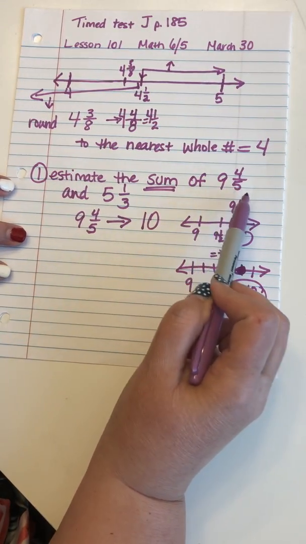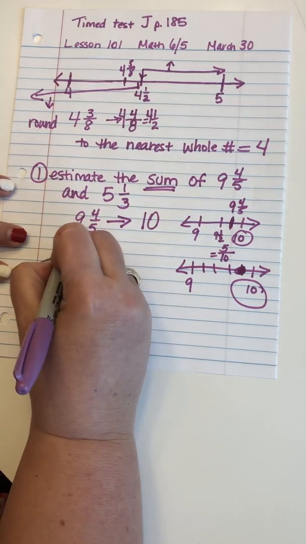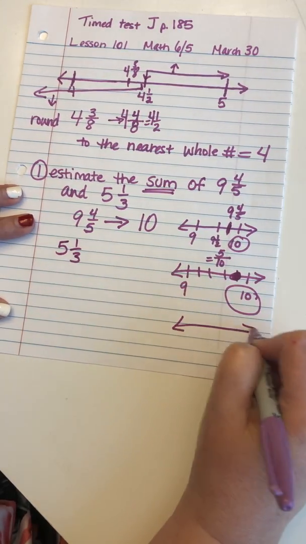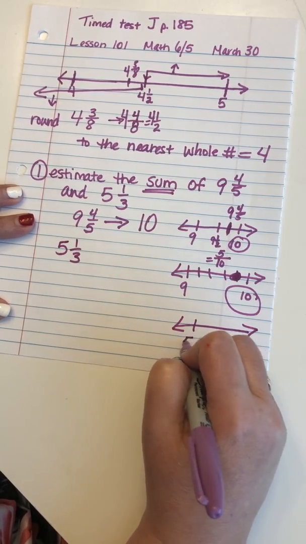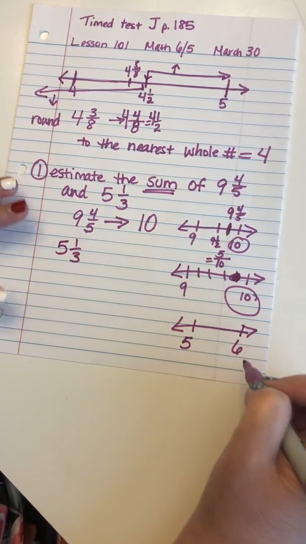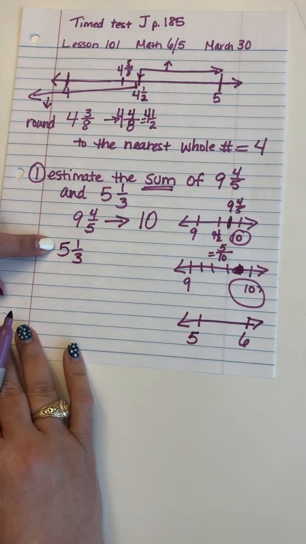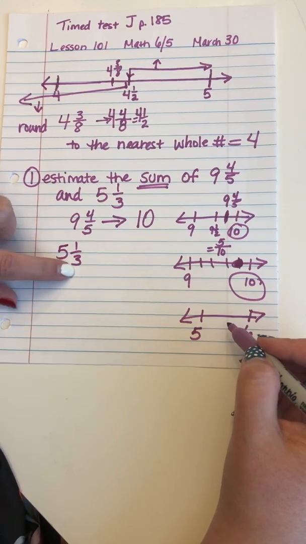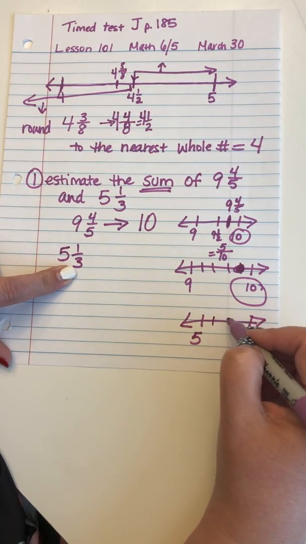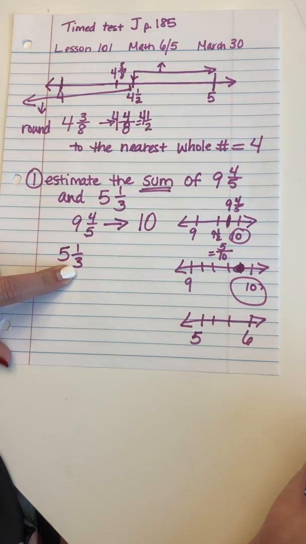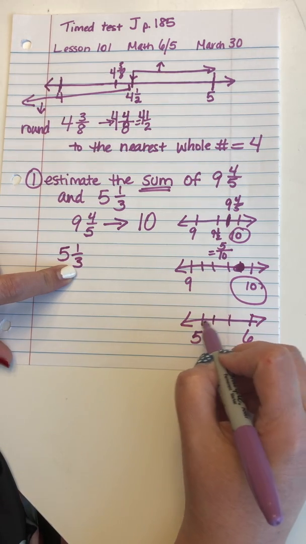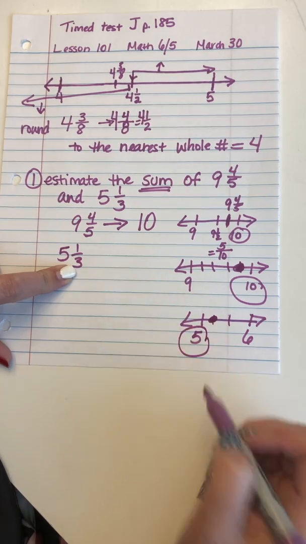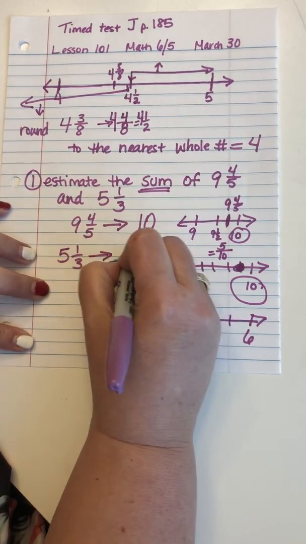To estimate the sum of 9 4/5 and 5 1/3. So 5 1/3, if I do my number line, it's going to be somewhere between 5 and 6, because I'm past 5 over here, but I haven't quite made it all the way to 6 on the number line. And I'm going to break it into thirds. So 1, 2, 3. So here I have 5 1/3. So it is closer on the number line to 5.